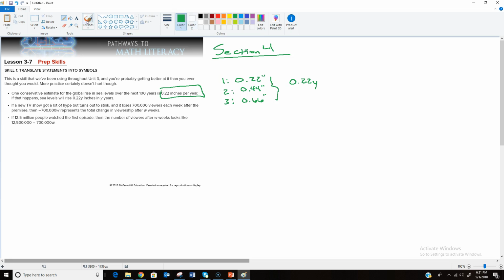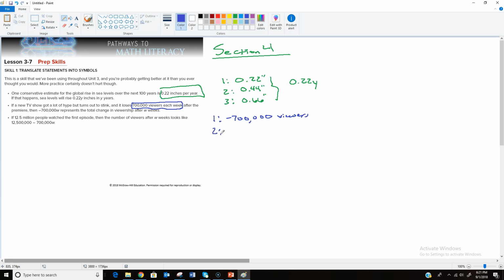So the next one, let's switch to a different color here. Keep them straight. So the next one says, if a new TV show got a lot of hype but turns out to stink, and it loses 700,000 viewers each week after the premiere, then negative 700,000 W represents the change. So again, after 1 week, you would be at negative 700,000 from what you originally had, viewers.